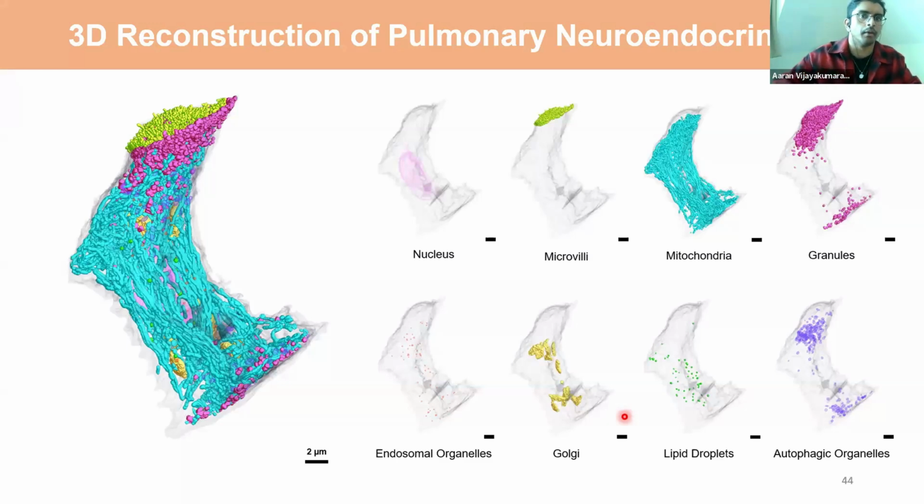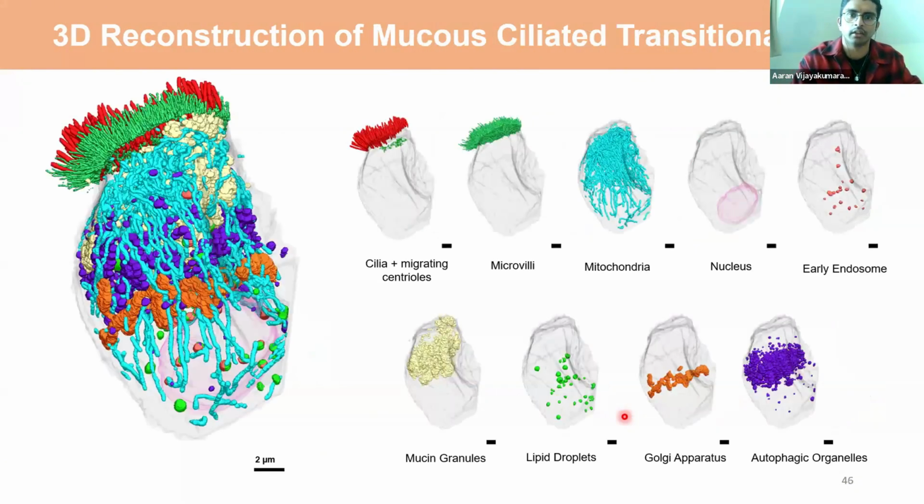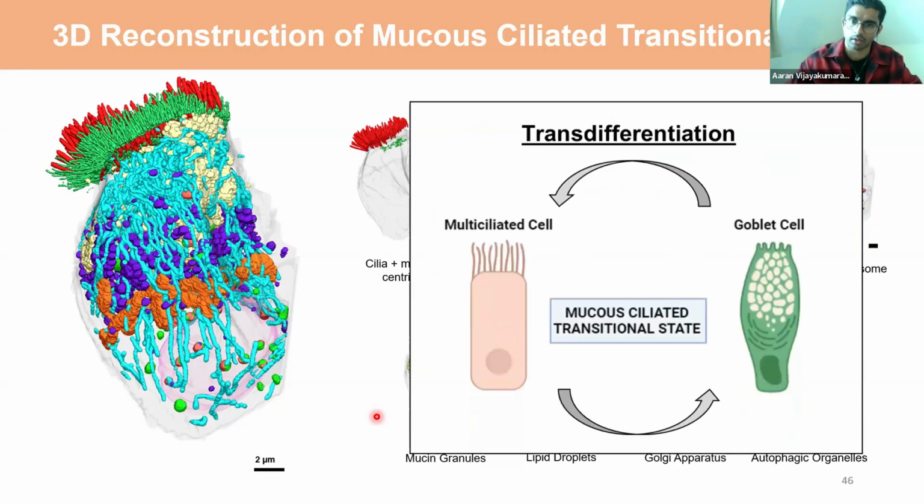And then another reconstruction I've been working on is this mucociliated transitional cellular state. It was identified by single cell many years ago. And the reason why it's this mucociliated cell is because it has the axonemes, but also has these mucus granules, suggesting a transitional state between both ciliated and goblet cells. And we have also sought super resolution, but potentially there's evidence of transdifferentiation.